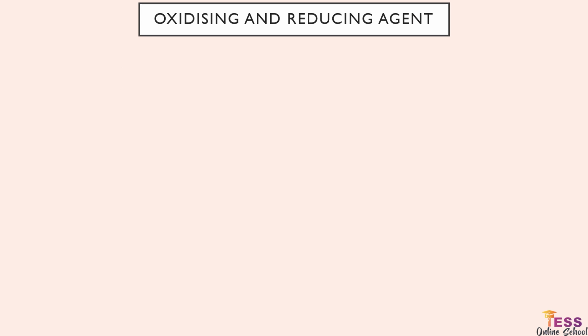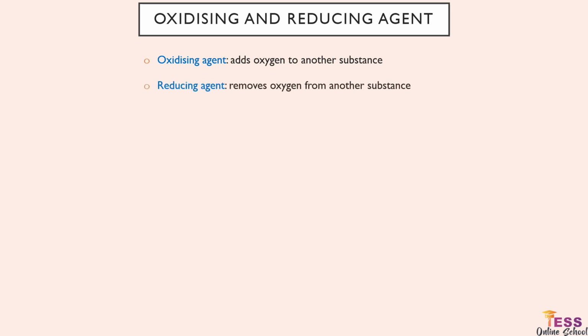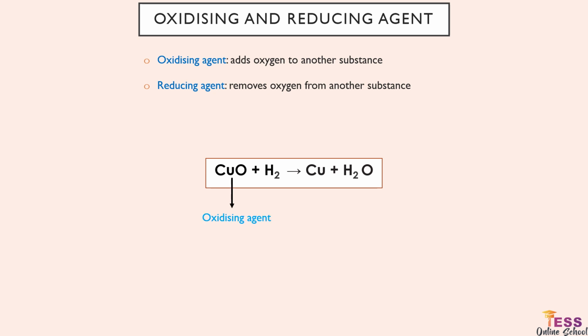Speaking of adding and removing oxygen from elements, let's talk about oxidizing and reducing agents. An oxidizing agent adds oxygen to another substance, and a reducing agent removes oxygen from another substance. For example, you can see that we've got copper oxide plus hydrogen, which gives you copper plus water. The copper oxide acts as the oxidizing agent as it adds oxygen to another substance, and the hydrogen acts as the reducing agent as it removes oxygen from another substance.